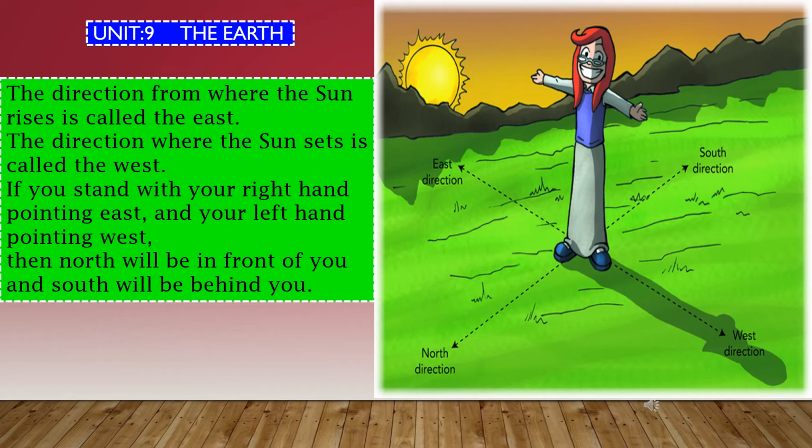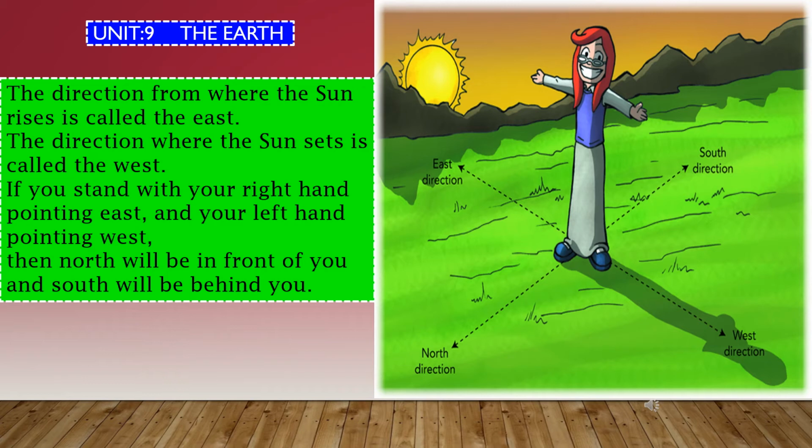So the direction from where the sun rises in the early morning, that time is called dawn, I told you. So when our earth turns to face the sun, that direction is called east, from where we start seeing the sun.